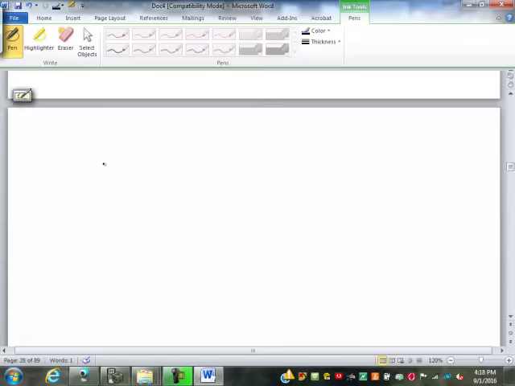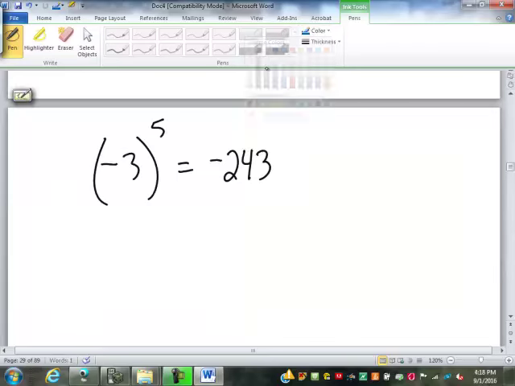So let's have you try negative 3 to the power of 5. Did you get negative 243? Yeah. That is perfect. Why is that one negative when our squares were all positive?